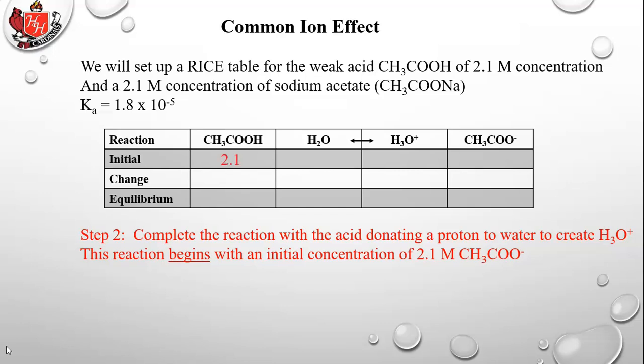So there's the 2.1 molar of acetic acid. Forget about water. You start off with no hydronium ions, but you do start off with the 2.1 molar of the acetate ion. That's from the previous part of this problem, what we just did on the previous RICE table. That's where that came from. So this is the beginning of the weak acid reaction with a common ion. This is what we're really interested in: how does having that common ion, the acetate ion, already there at the beginning of the reaction affect the hydronium ion concentration and the pH of the solution?